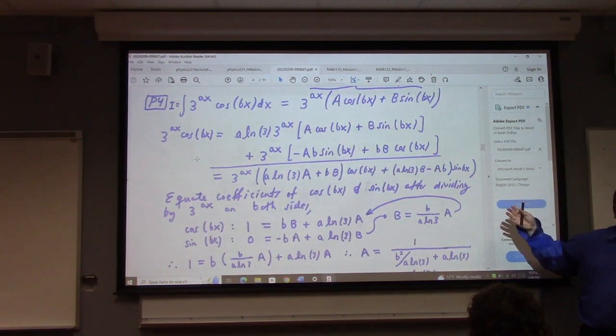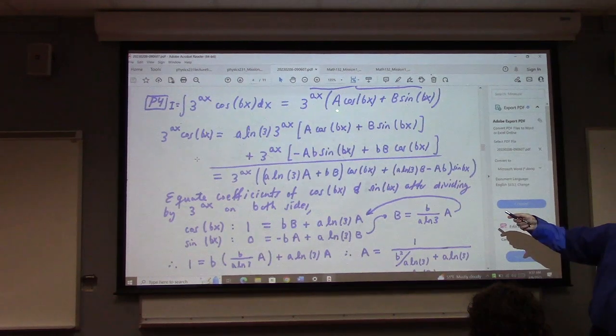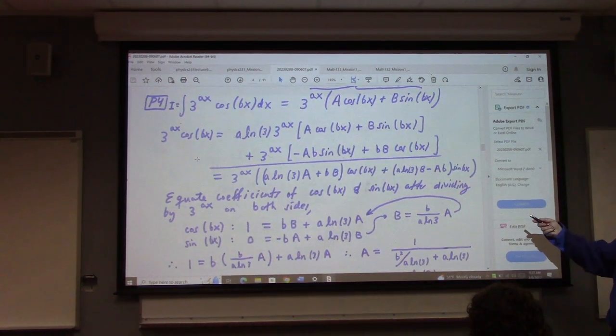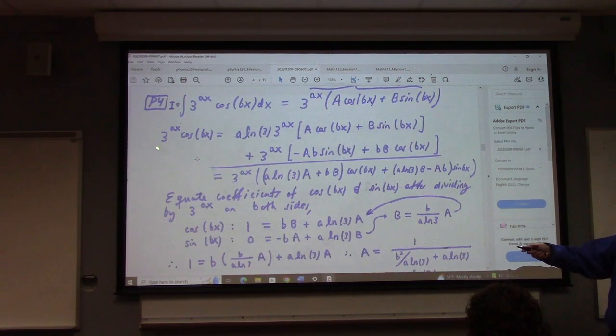So I know that the pattern of the answer is A cosine bx plus B sine bx times that. That's what's going to happen. The real issue is, what are these numbers? The A and the B, that's all that's up for grabs. So what I do is differentiate the answer and set it equal to the integrand. And in so doing, it gives me 2 equations and 2 unknowns.